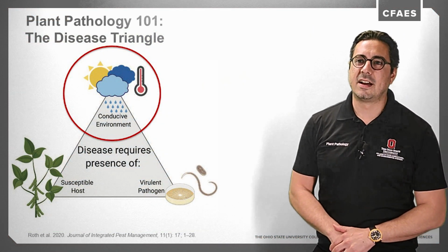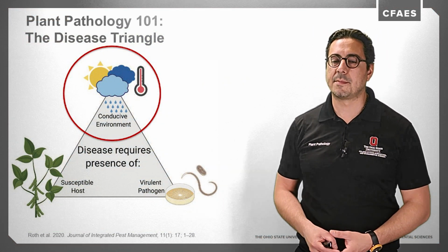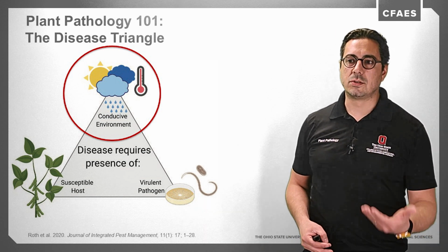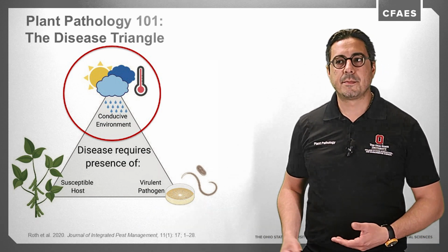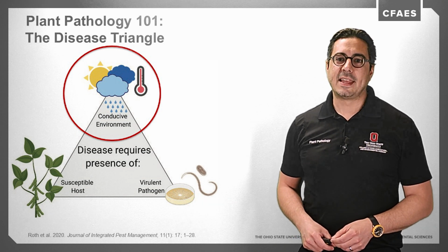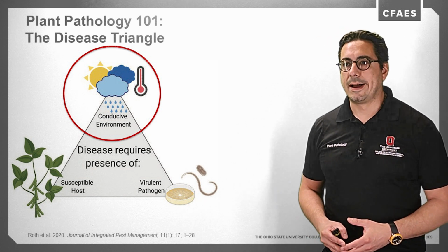Just a reminder of the disease triangle, because we're going to be talking about diseases. We need these three components: a susceptible host, the presence of the pathogen, and the conducive environmental condition. And that's where we're going to focus today when we're talking about seedling diseases.